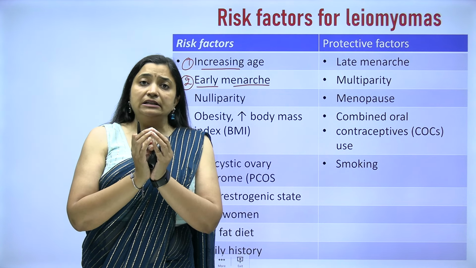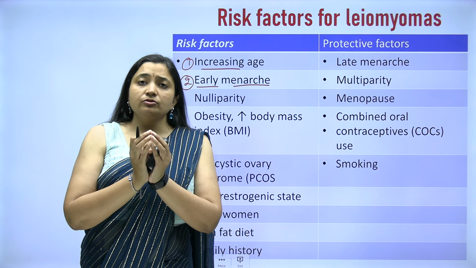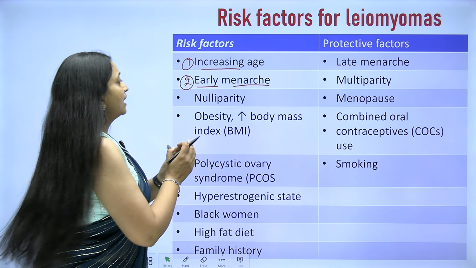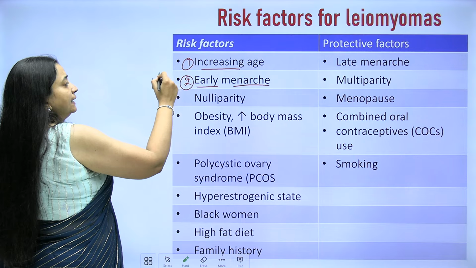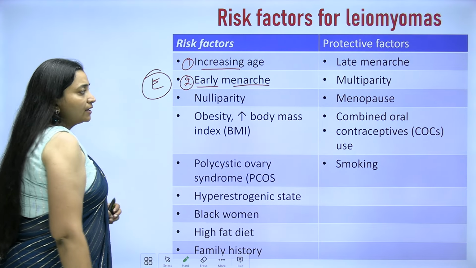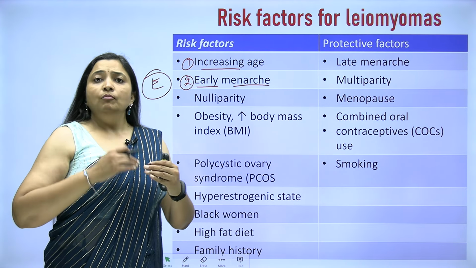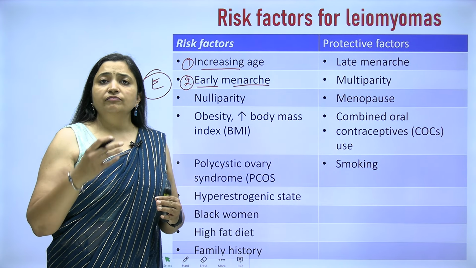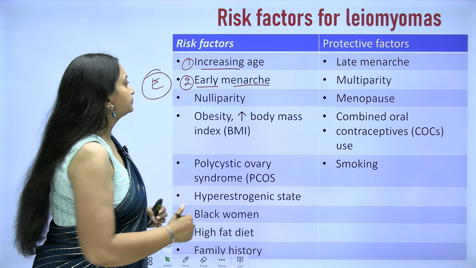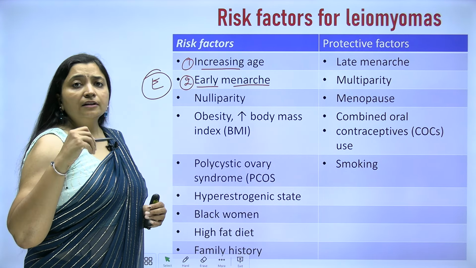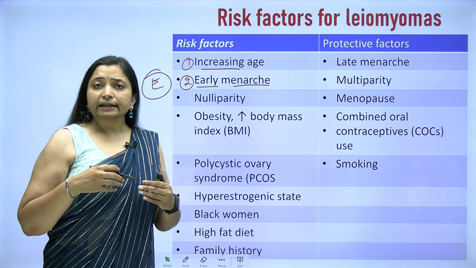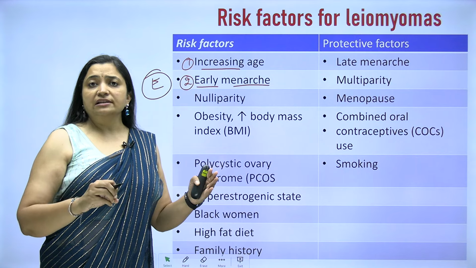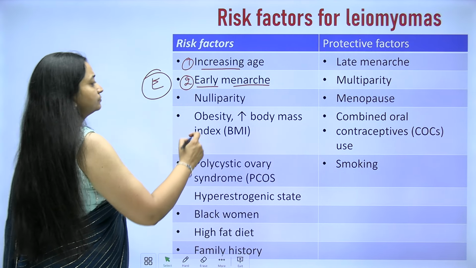It functions under the effect of hormones, estrogen and progesterone, which are chemicals at the end. So they are estrogen dependent tumors. The more the presence of estrogen, the higher the chances of the woman getting a fibroid. So early menarche means the woman has started ovulating at an early age. So since a long time she is under the effect of estrogen, so the chances of having fibroid increases.